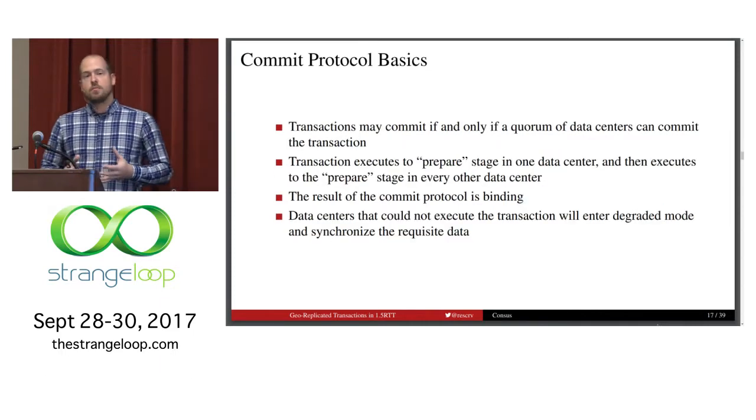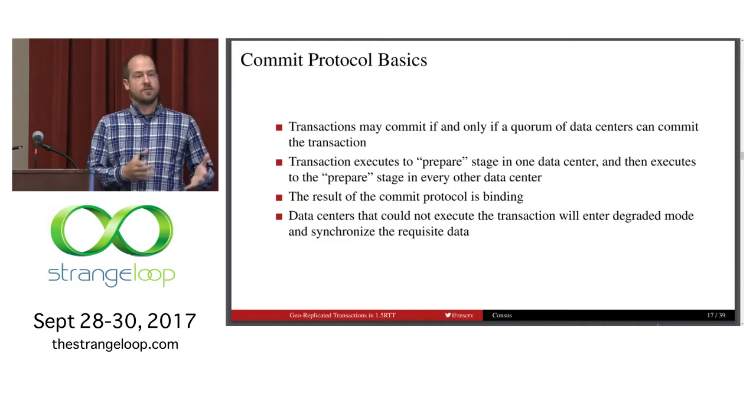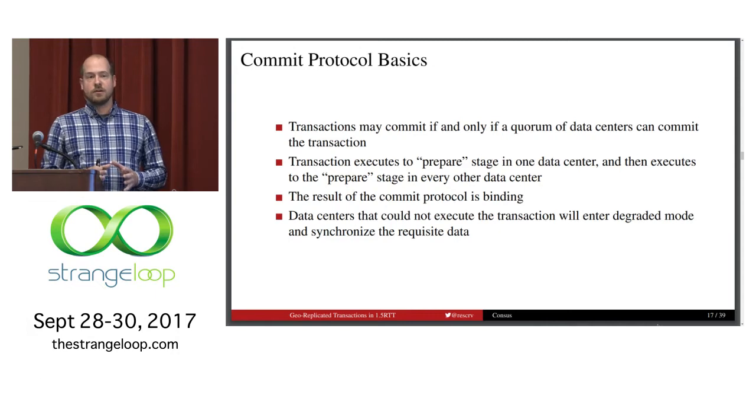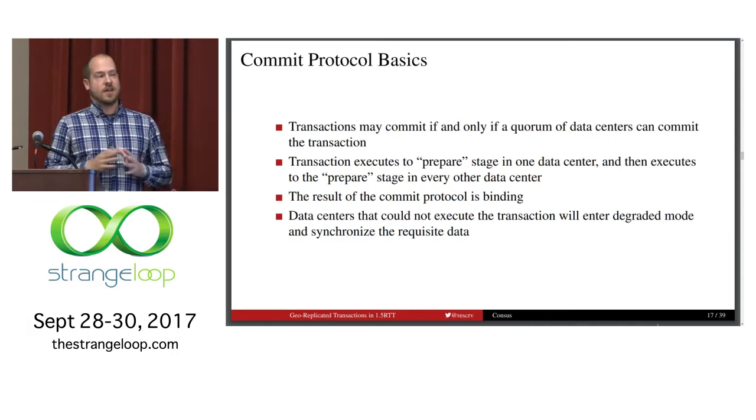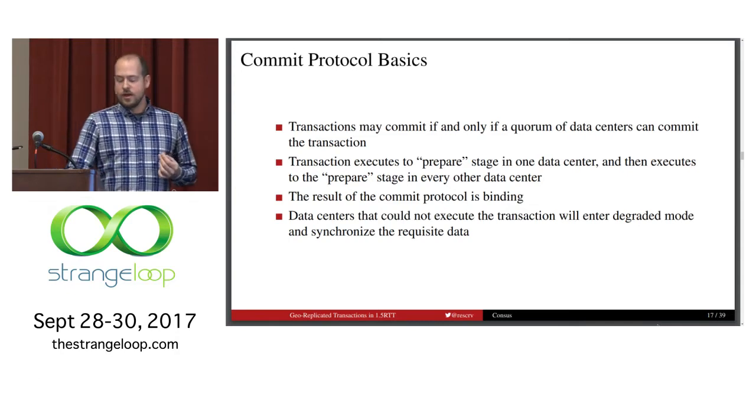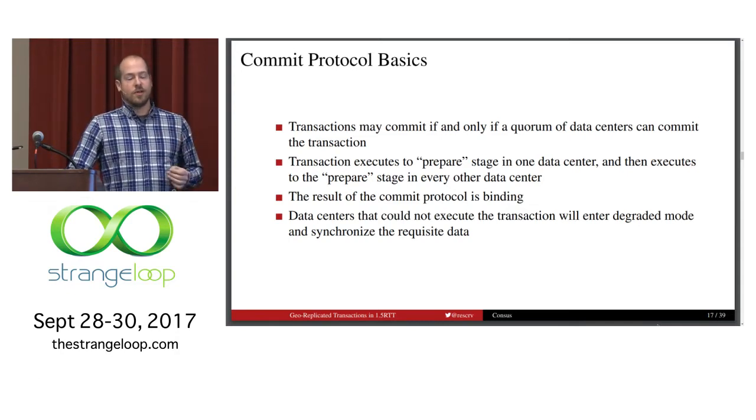So the basics of this protocol are that a transaction may commit if and only if a quorum of the data centers can commit that transaction. I'm not going to go into quorum replication here. I'm happy to talk afterwards about why you can say that a quorum of data centers committing a transaction is sufficient. It does impose a little bit on what a transaction actually means. That's also a whole other talk. Just, if a majority of the data centers can commit the transaction, it will commit.